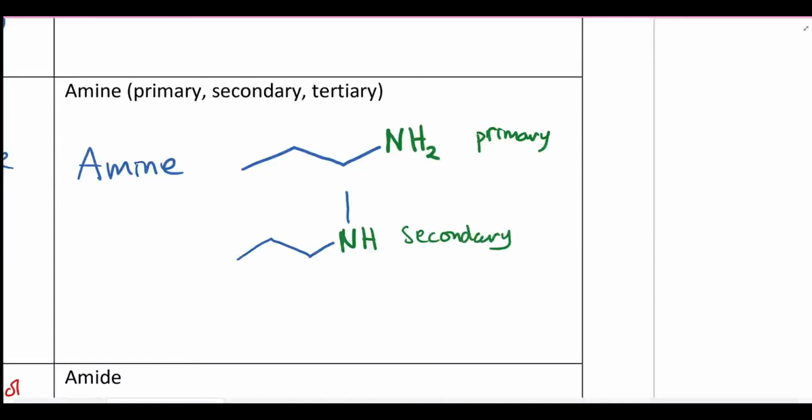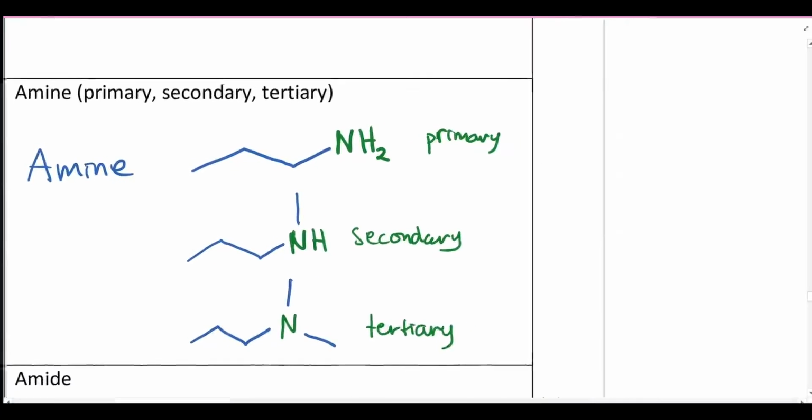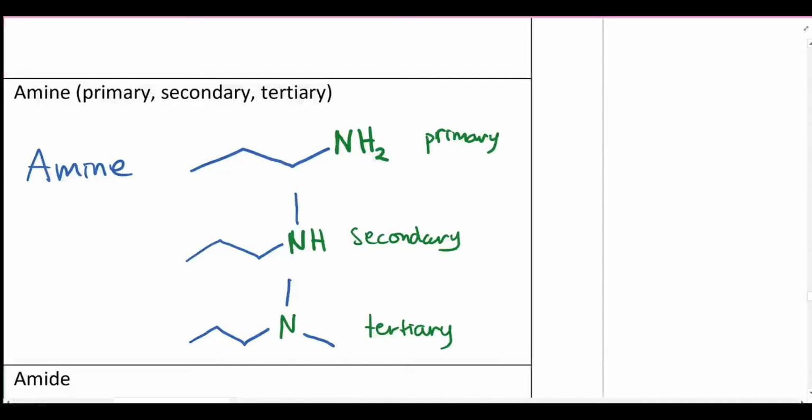And the last one is the tertiary, which simply means that the nitrogen has three carbon molecules bonded to it. So this is a tertiary amine. There's actually one last one that is very similar, but instead of being called an amine, it's actually called a quaternary ammonium.